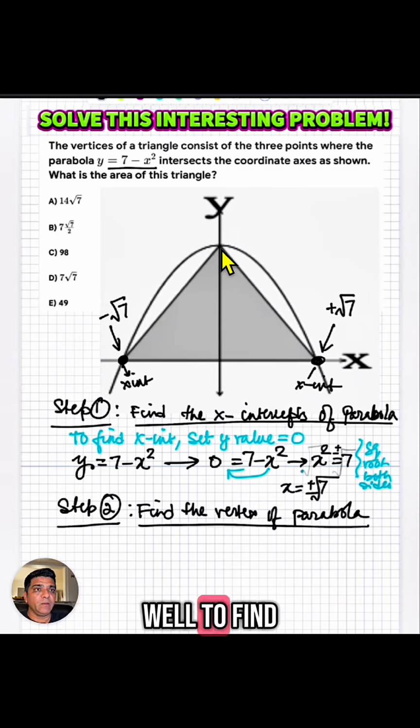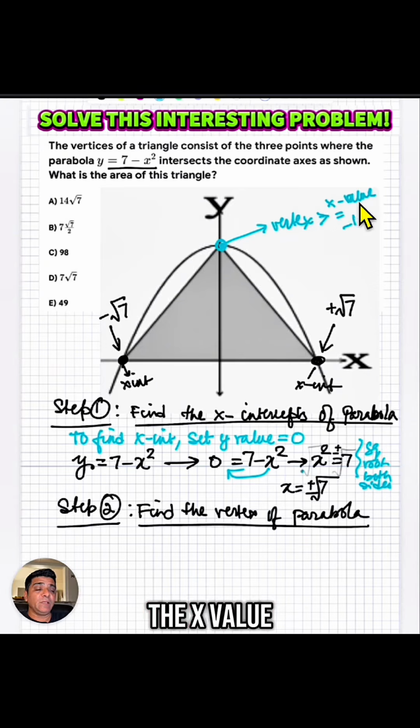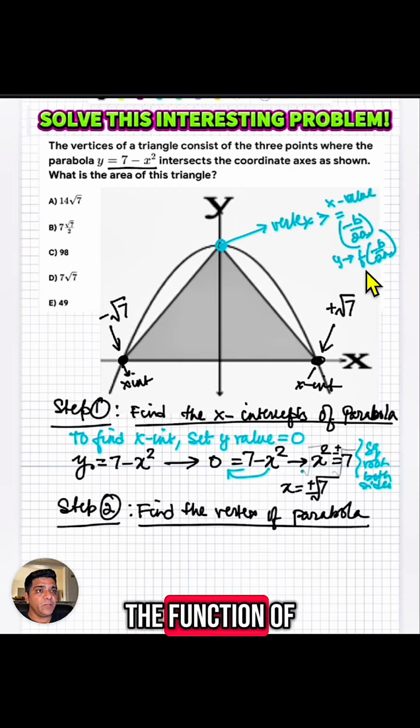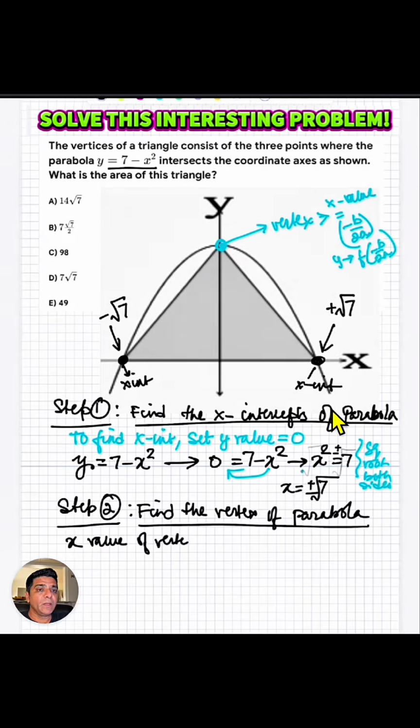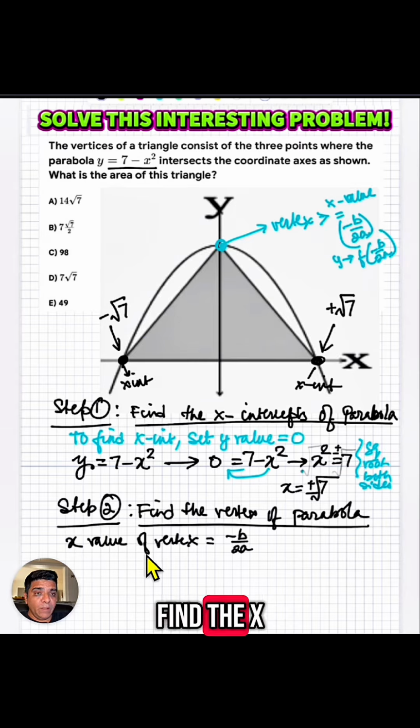find the vertex, because we need this point as well to find the area of the triangle. So we want to look at the vertex of the parabola. And if you remember, the x value of the vertex is given by negative b over 2a, and the y value is given by the function of negative b over 2a, the x value. Okay, so let's go ahead and find the x value of the vertex first.